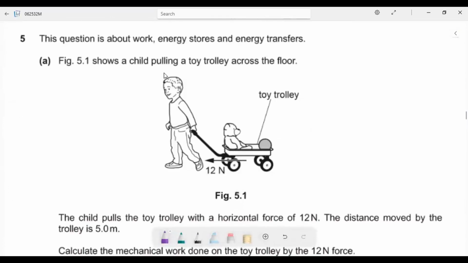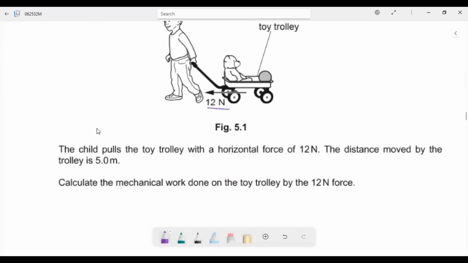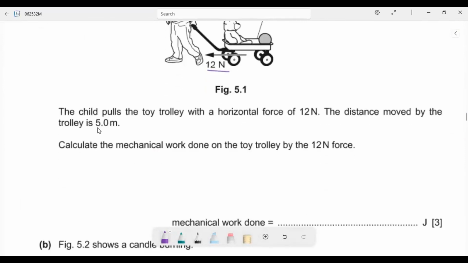Next, this question is about work, energy stores and energy transfer. Figure 5.1 shows a child pulling a toy trolley across the floor. So here 12 Newton is given. The child pulls the toy trolley with a horizontal force of 12 Newton. The distance moved is 5 meter. Calculate the mechanical work done.